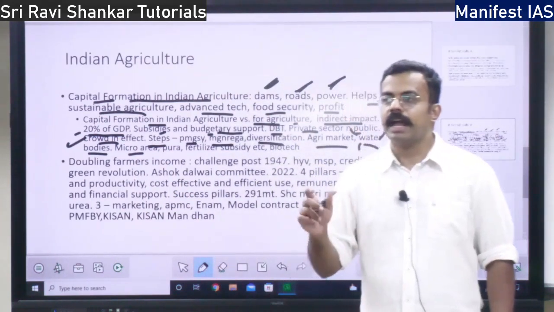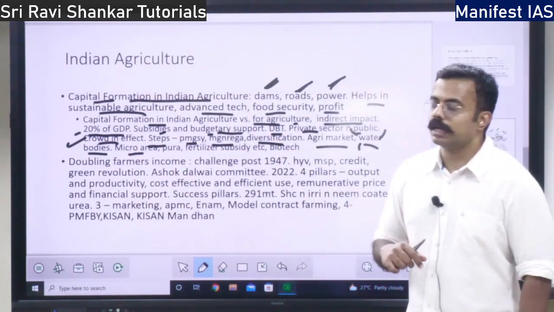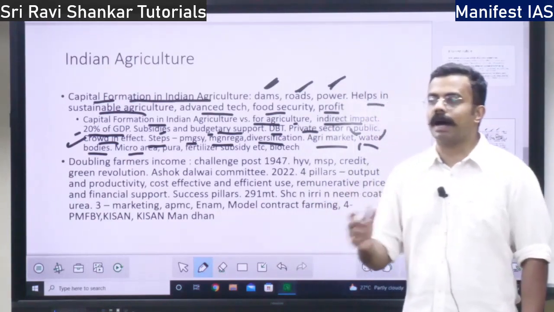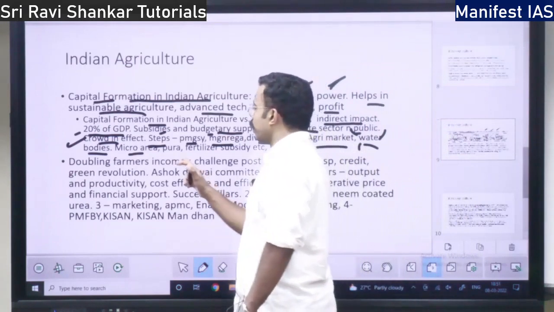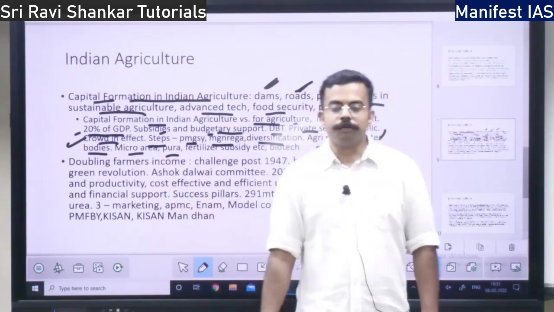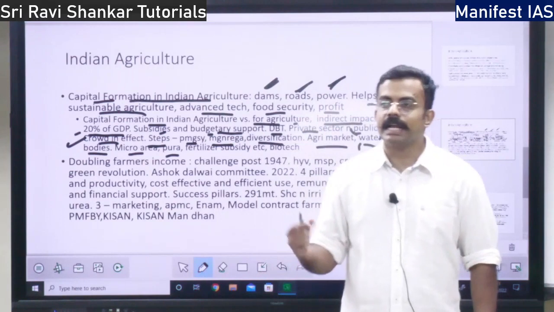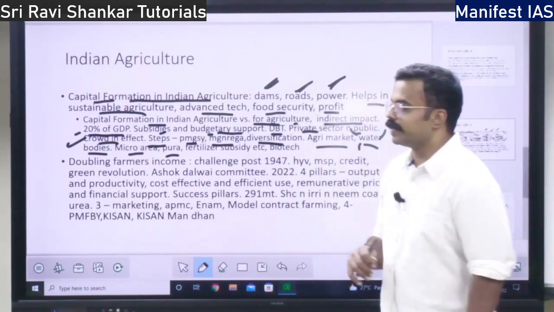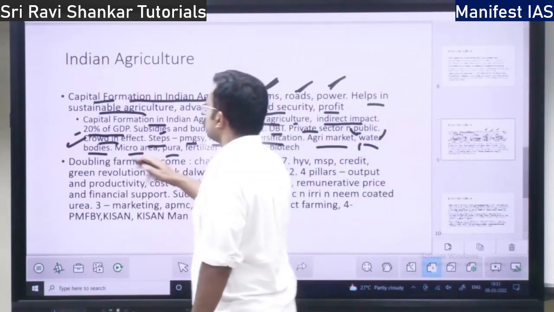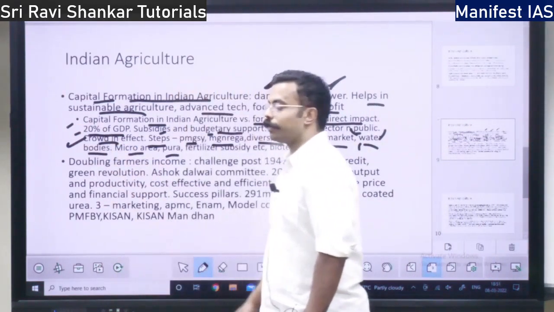Small areas we will take and improve the infrastructure and the market there. Then capital formation will also increase. Then you have PURA. PURA means providing urban facilities in rural areas. If you provide urban facilities in rural areas, then capital formation will increase.